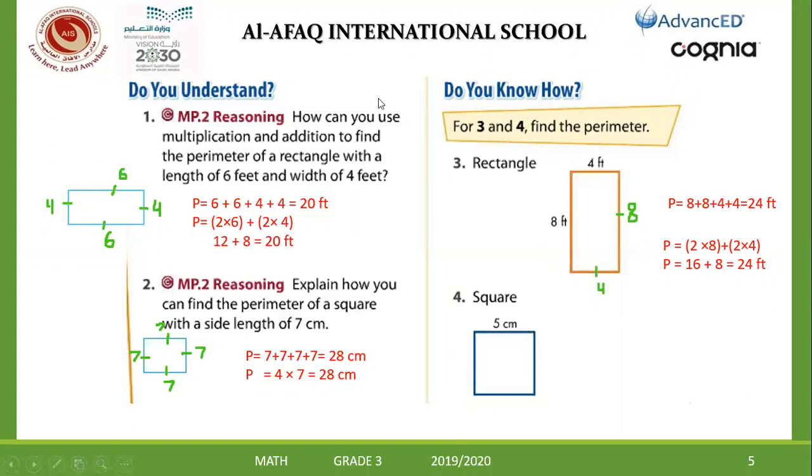What about number 4? What shape is it? It is a square. What do you know about the square? All the sides are equal. So here it is 5. Each side length here will be 5. So here will be 5, and this length also will be 5, and this also will be 5.